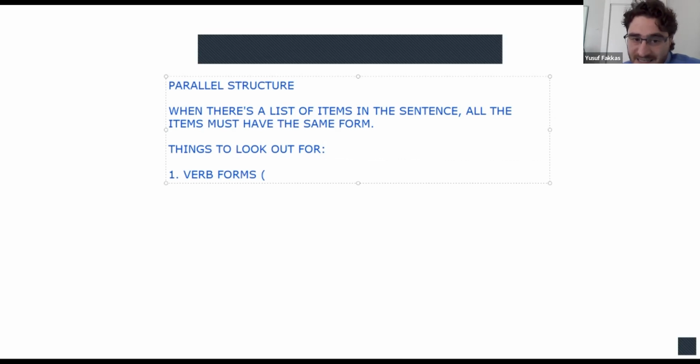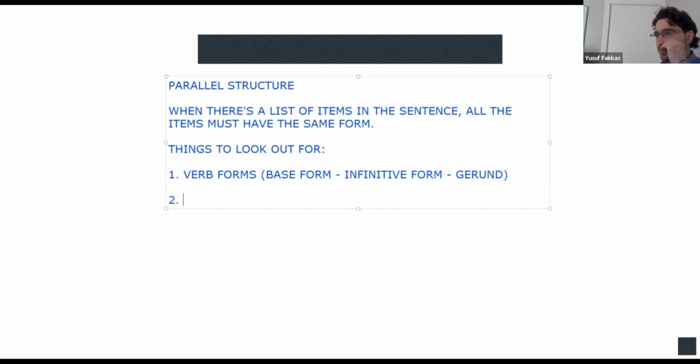And here are some examples of different forms. Of course, first of all, we have the base form, which is the verb as it is without any addition. We have the infinitive form, which, as you know, guys, is to plus verb. And then we have the gerund, which is the ing form, right? So when you have a list of verbs that are gerund, all the verbs must be gerund. They must all be with ing. Yes, exactly, and so on. If they are all of the same form, we can say the sentence is parallel. If not, then there's something wrong and we should fix it.